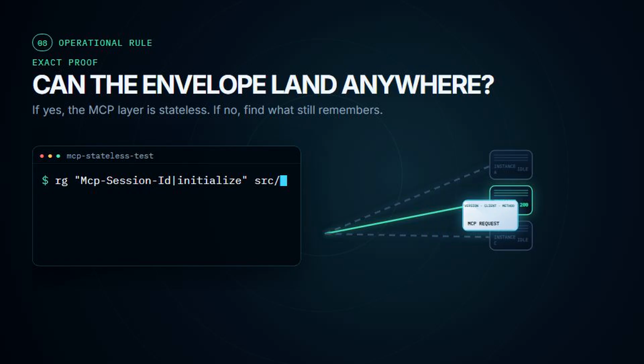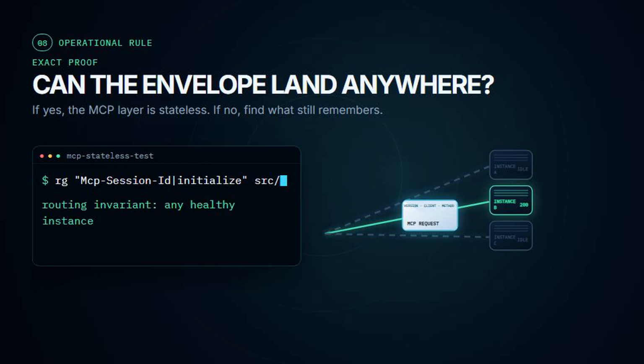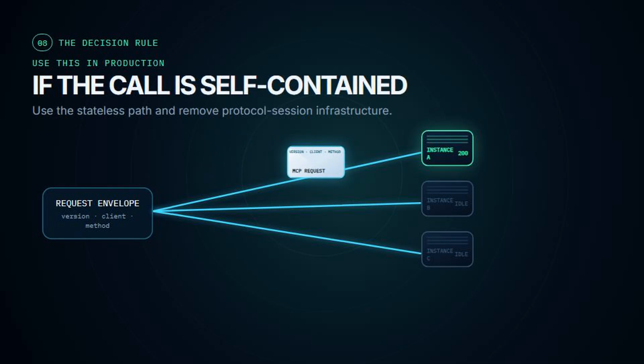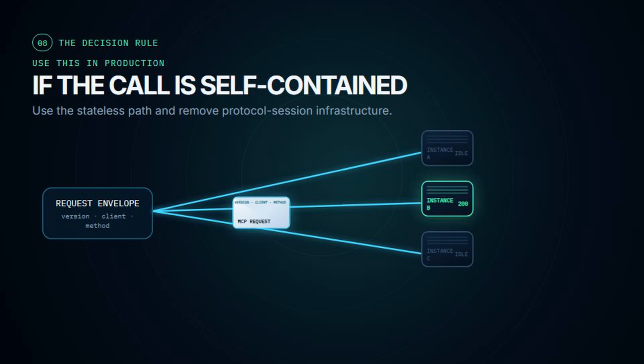Use this decision rule. If every tool call can be validated and executed from its request plus durable application data, adopt the stateless protocol path and remove the session infrastructure. If a workflow needs continuity, return an explicit authorized handle. If your design depends on unsolicited notifications, per-client isolation, or state stored only in one process, keep the legacy path temporarily while you redesign that dependency.